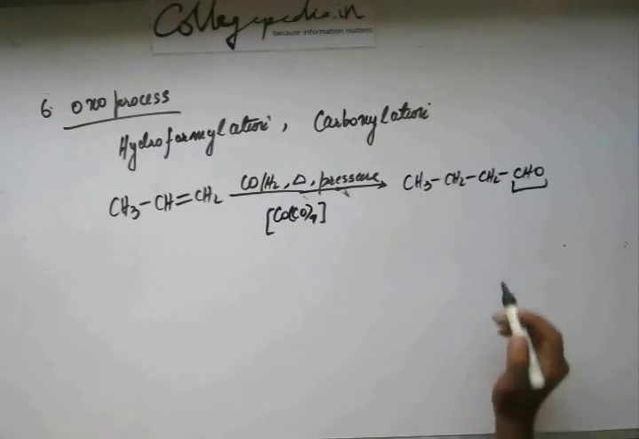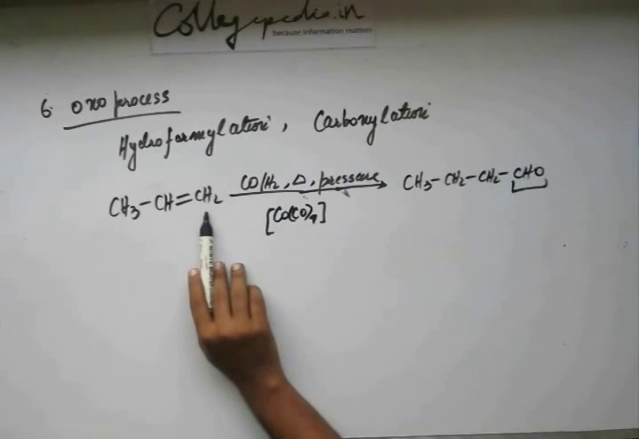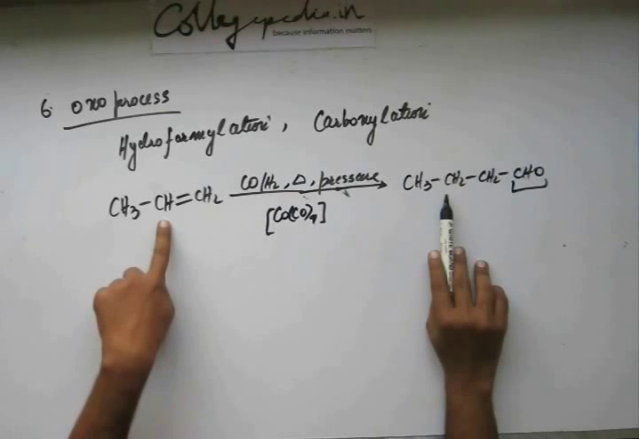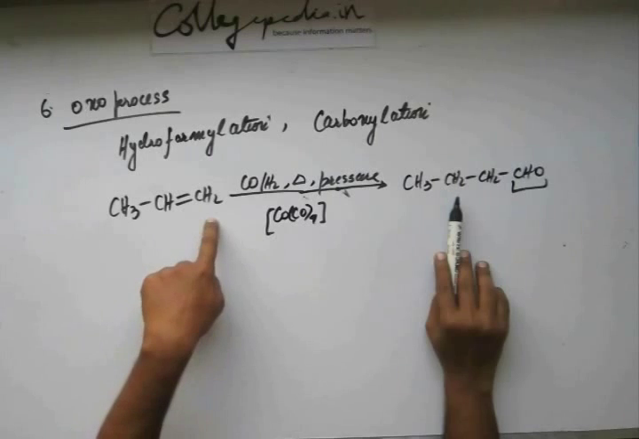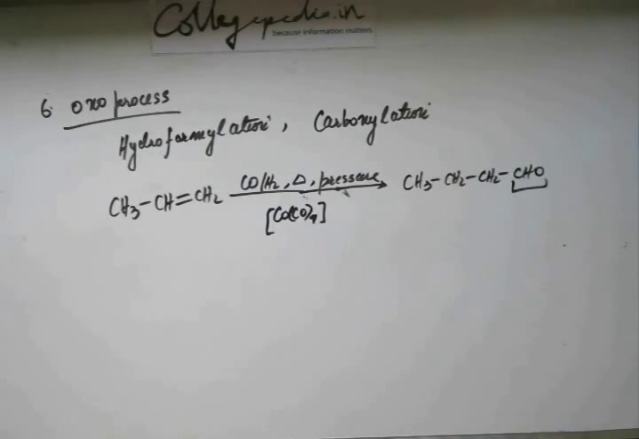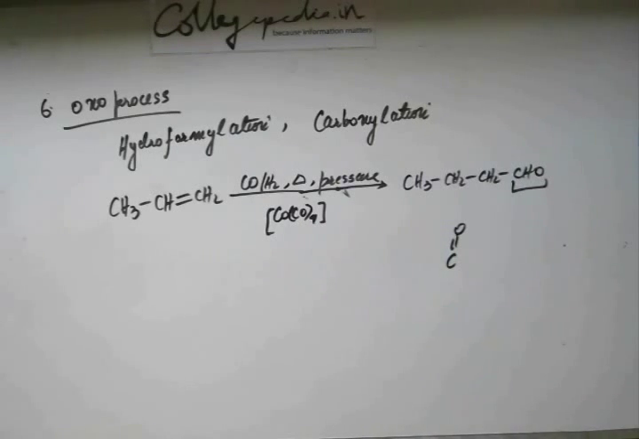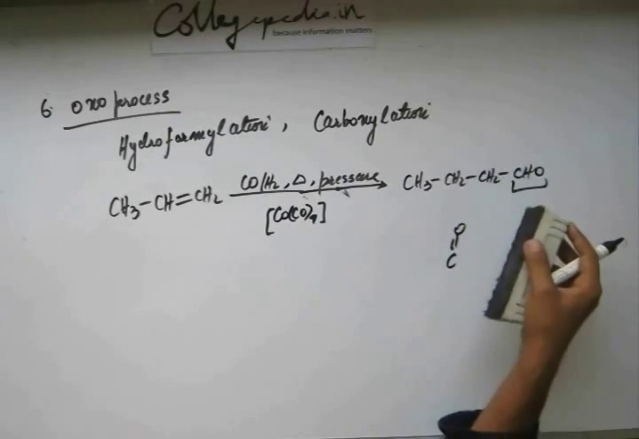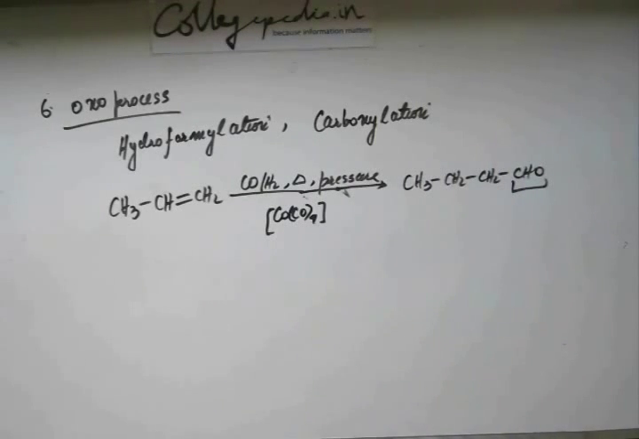So this is a formyl group. A formyl group is getting added on this carbon, and a hydrogen is getting added on this carbon. So they call it hydroformylation. Hydrogen has been added and a formyl group has been added. We have talked about this being a carbonyl group. A carbonyl group is getting added, so people also call it carbonylation, or more famously hydroformylation. But the standard name of this reaction is the oxo process.